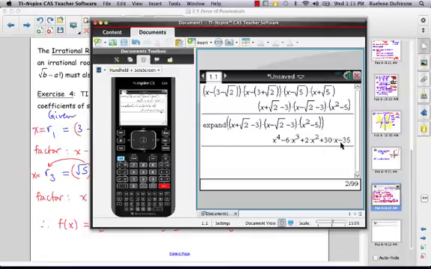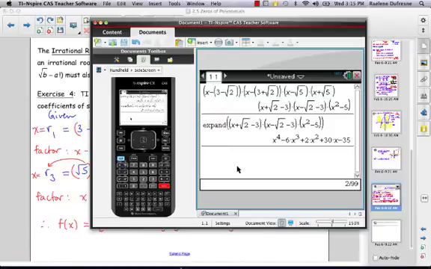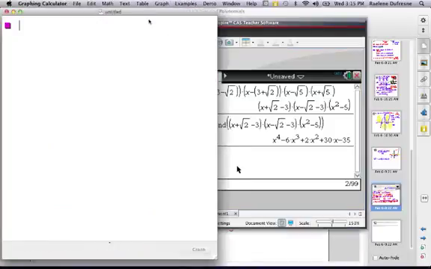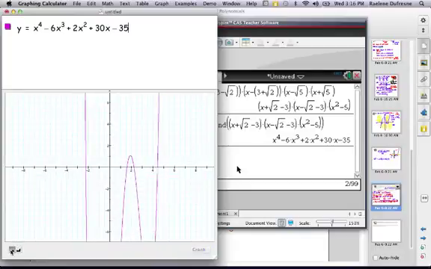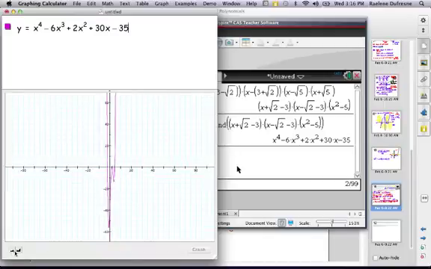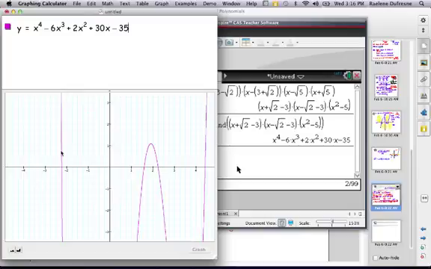Let's take a look at this graphically and confirm what the values of the x-intercepts are. So if we look at y equals x to the 4 minus 6x cubed plus 2x squared plus 30x minus 35, we see that we have indeed 4 x-intercepts, and let's just confirm that that's all there are. Okay, we can't see any more. And if we take a look at the different x values by tracing, because we have irrational numbers, it's hard to tell what the numbers are.